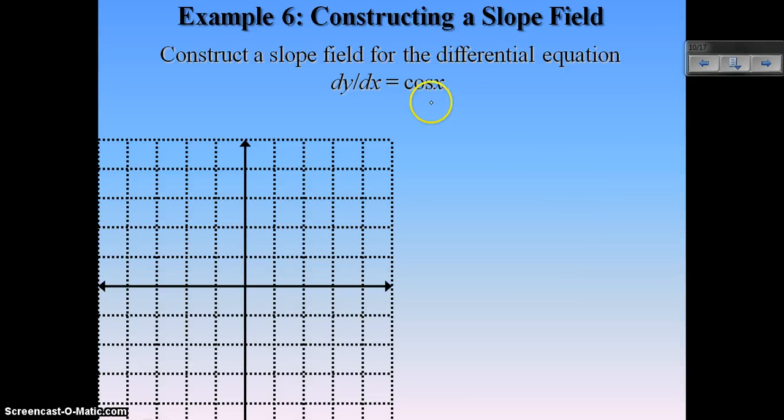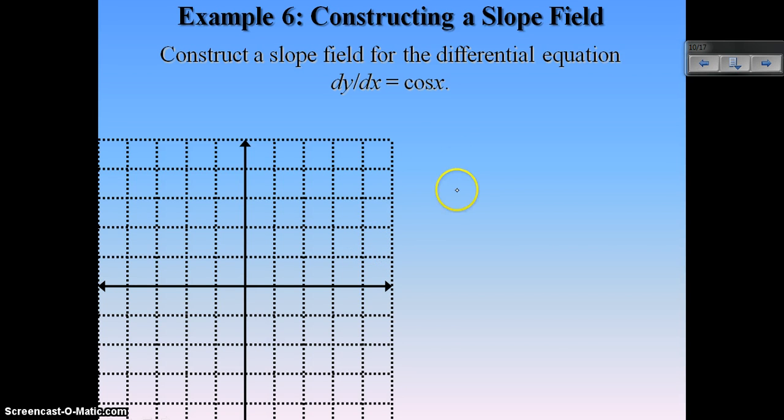All right, here we have cosine x again, and we're going to do a slope field. Now, I don't have my graph labeled here, which I should, but I'm doing a trig zoom here, so this first line here would be pi over 2, and that's pi, and 3 pi over 2, and 2 pi, and so on. So I'll start with pi over 2. If x is pi over 2, what is cosine pi over 2? Well, I know from my unit circle that cosine pi over 2 is 0.